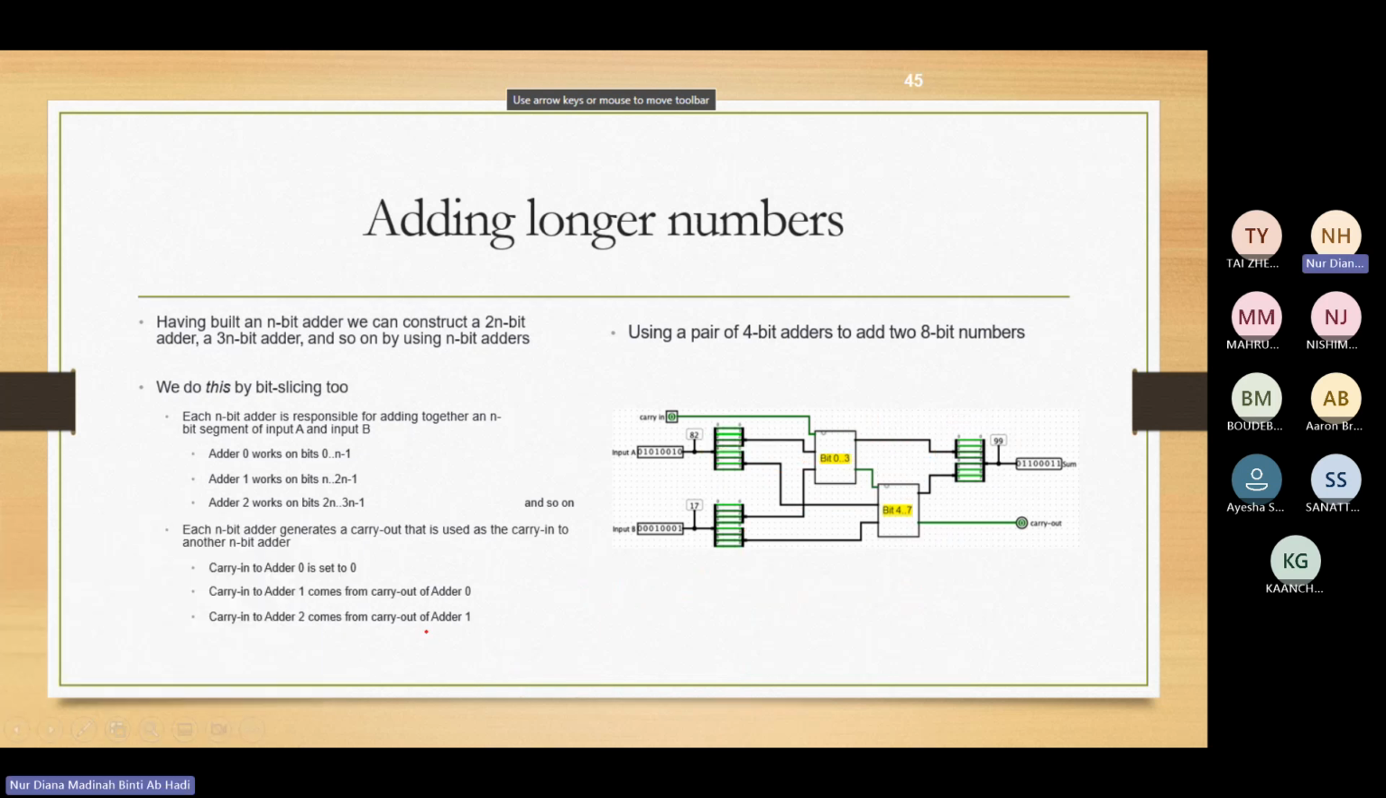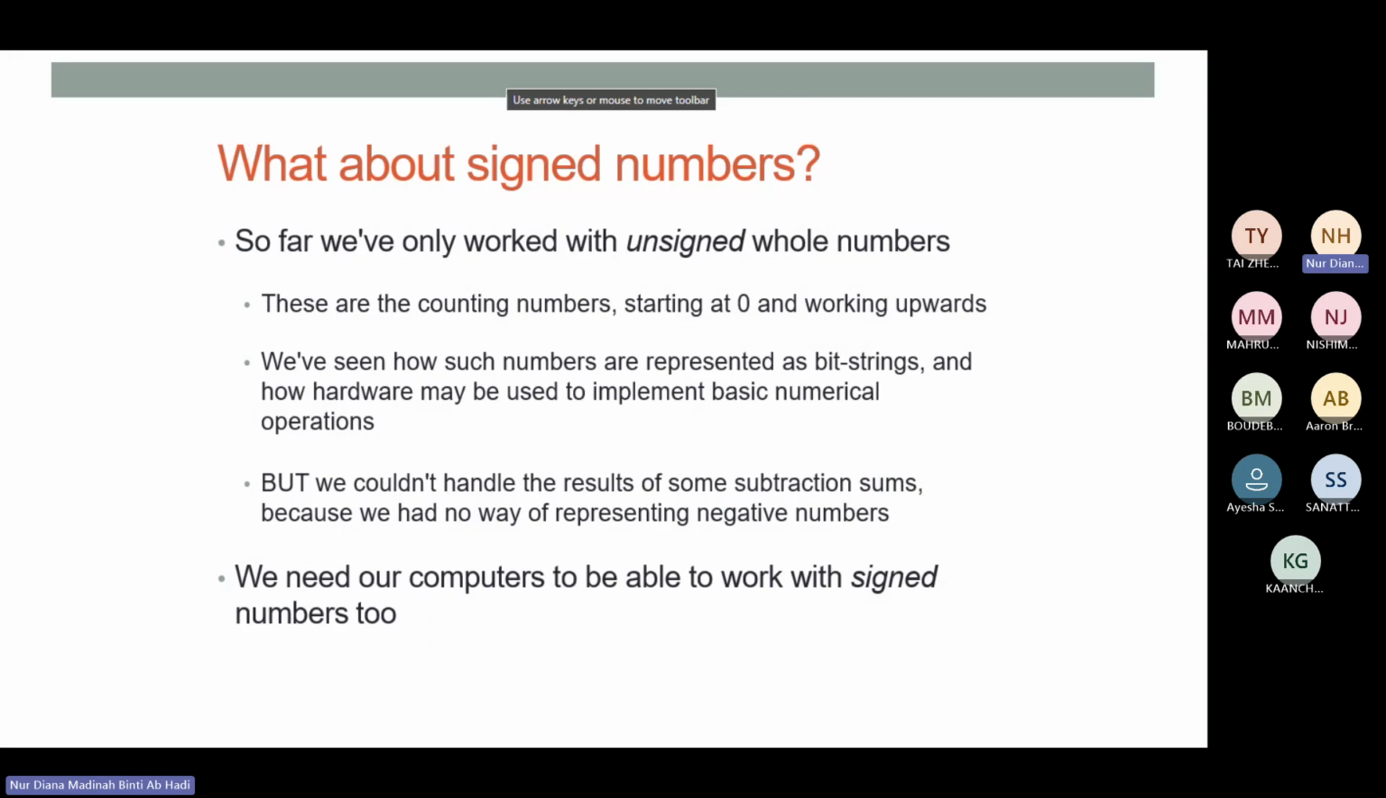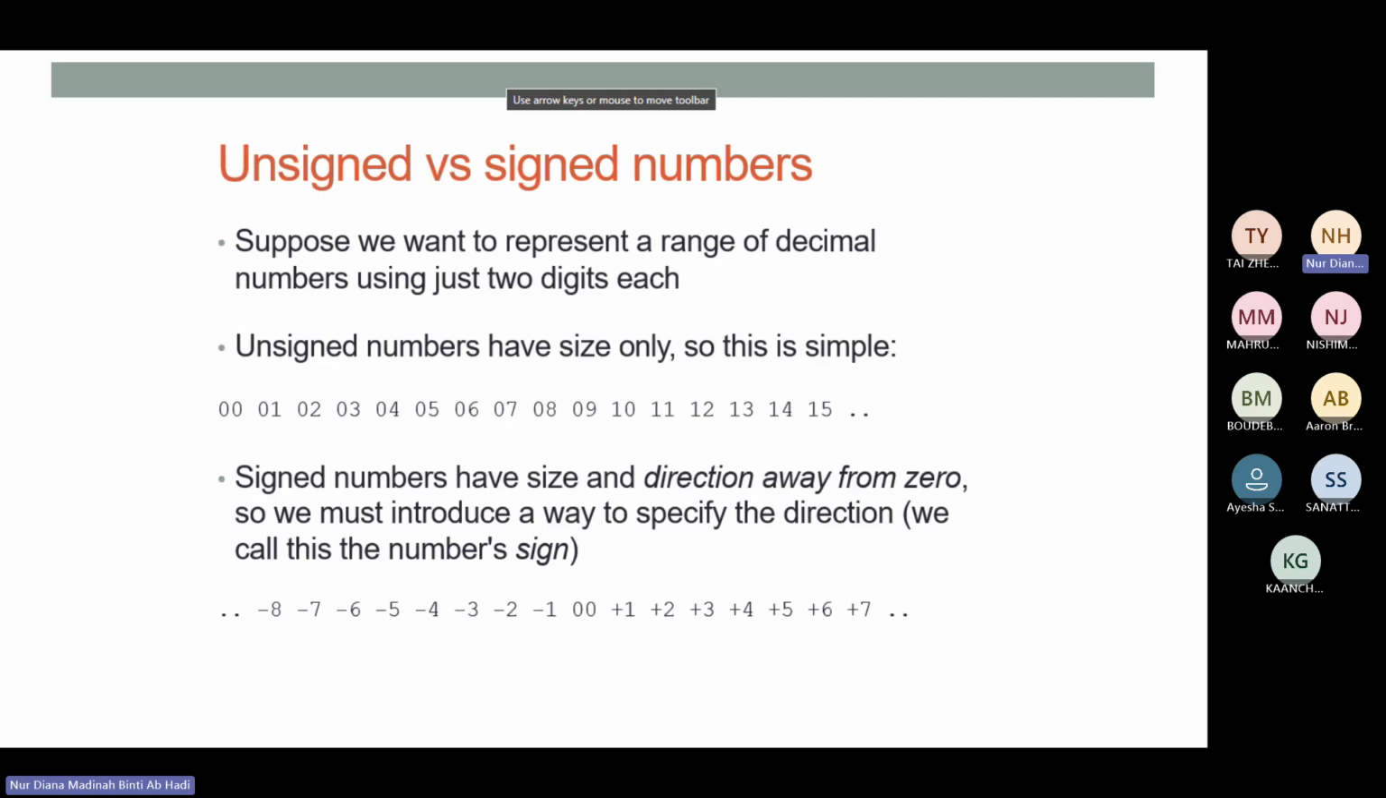Clear? So next, what about signed numbers? Just now we already finished the unsigned numbers. When we count numbers, it starts from 0 and works upwards. We have seen many numbers represented as bit strings, and how hardware may be used to implement basic numerical operations. But we couldn't handle the result of some subtraction sums because we have no way to represent the negative sign. But you have to understand, your computer also needs to be able to work with signed numbers too.